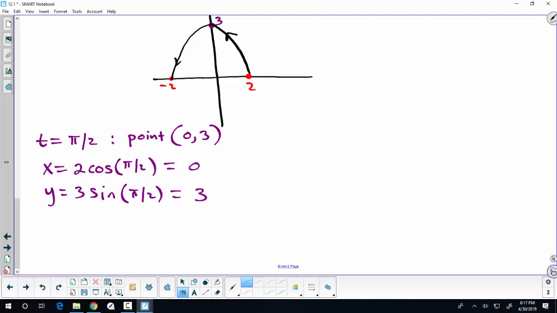However many points you want to find in between, it's up to you. But that (-2, 0) comes from when t is equal to pi. Okay, so there's our graph. Positive orientation indicated. Half of the ellipse.